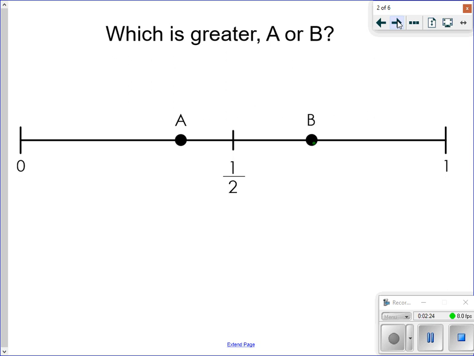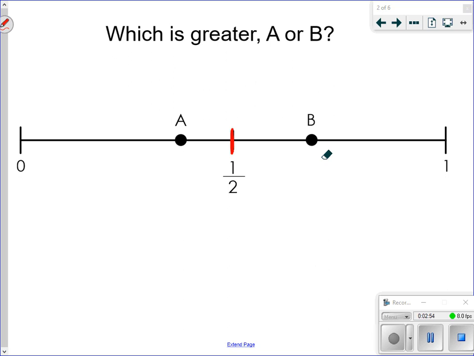So have a look at this number line. Which is greater, A or B? Well, this number line has been set up with what we call benchmarks, which means if this number line only runs from 0 to 1, we know that 1/2 would be exactly in the middle between 0 and 1. So half is a benchmark. It's a number that we know for certain where it is on the number line, and we know for certain where 0 and 1 are. So they are also benchmarks.